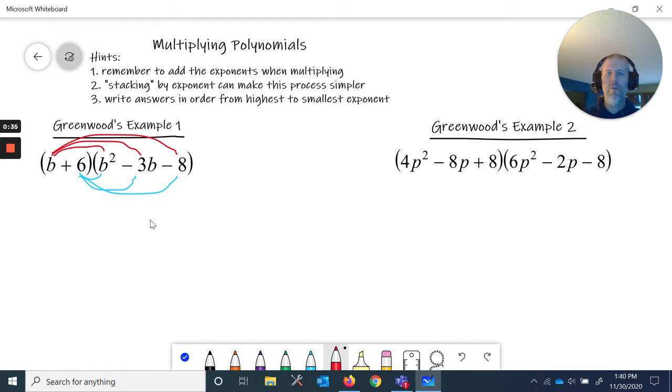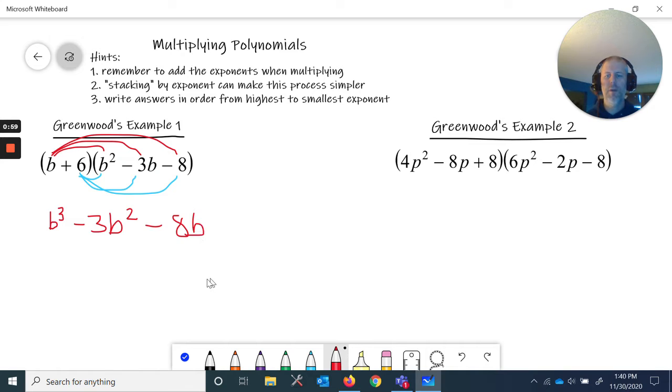Okay, so the first hint is remember to add the exponents when multiplying. So this is b to the first times b to the second. So 1 plus 2 is 3, so I get b to the third power. My second one, b times negative 3b, is negative 3b squared. And then b times negative 8 is just negative 8b.